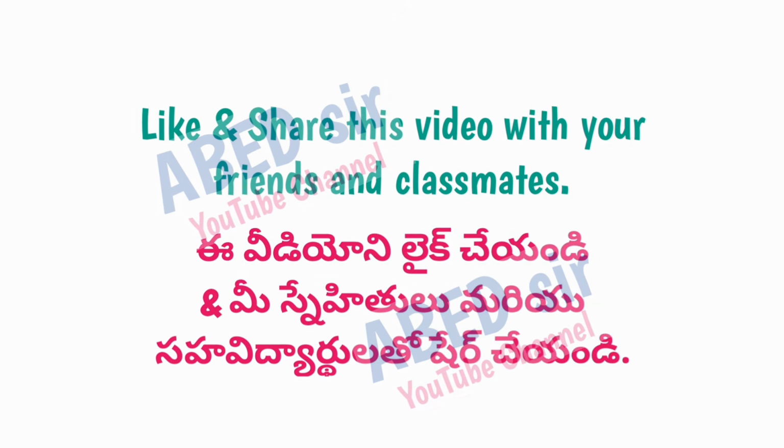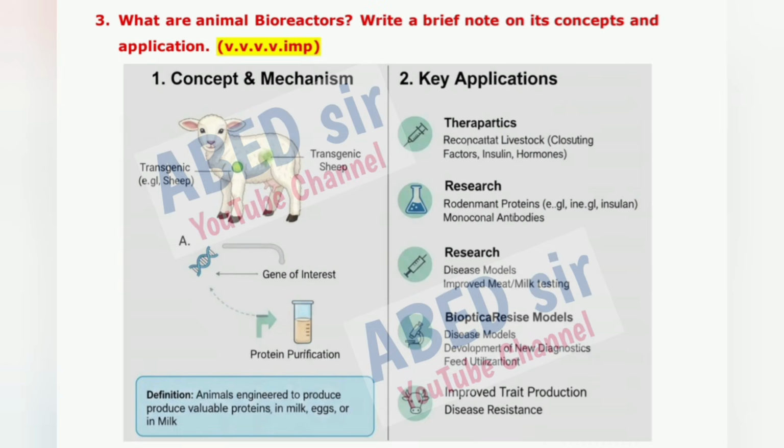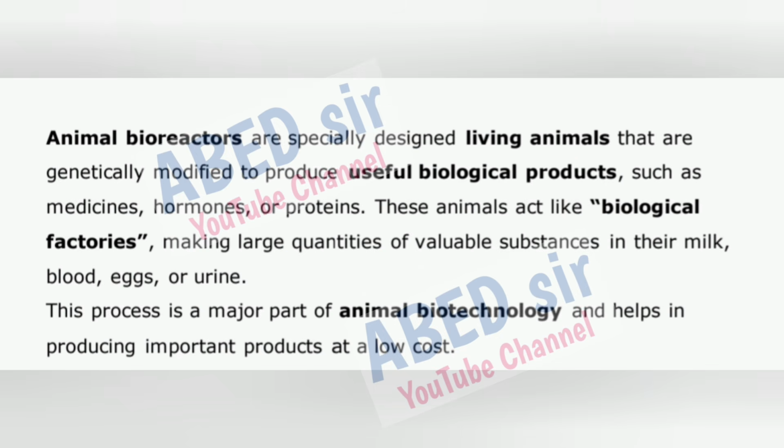Next important long question is 3. What are animal bioreactors? Write a brief note on its concepts and application. Animal bioreactors are specially designed living animals that are genetically modified to produce useful biological products, such as medicines, hormones, or proteins.